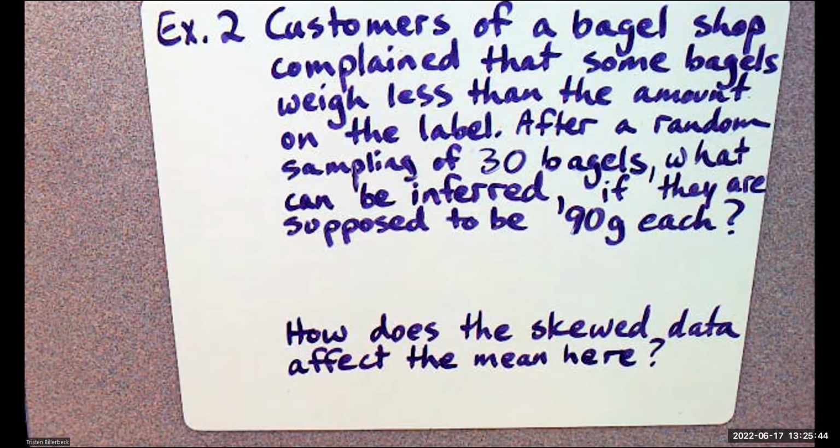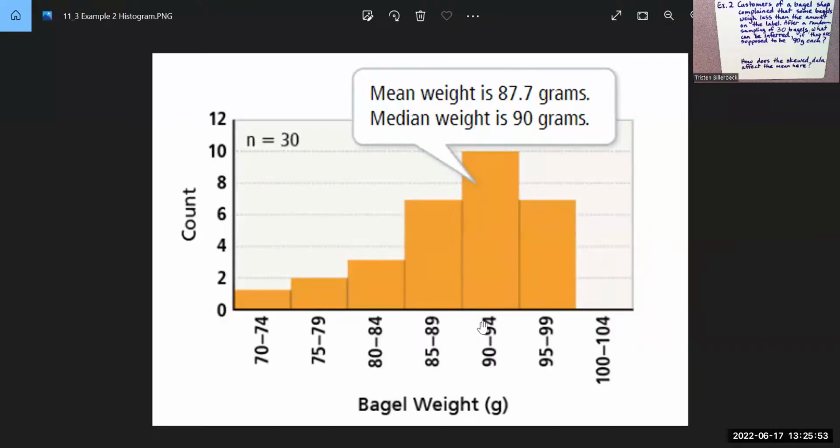So let's take a look at the first collection of data. Okay, so here we have the 90 to 94 gram bagels, which is the majority of the bagels.